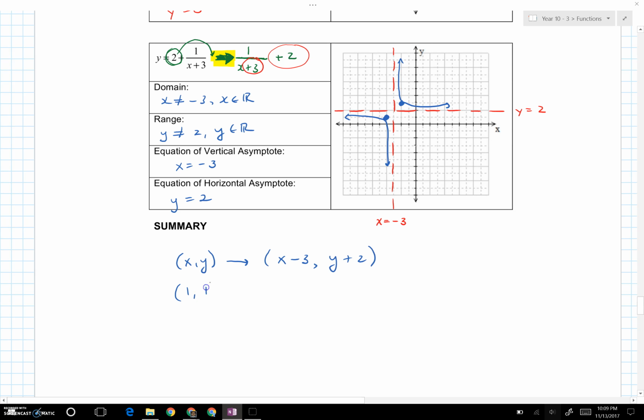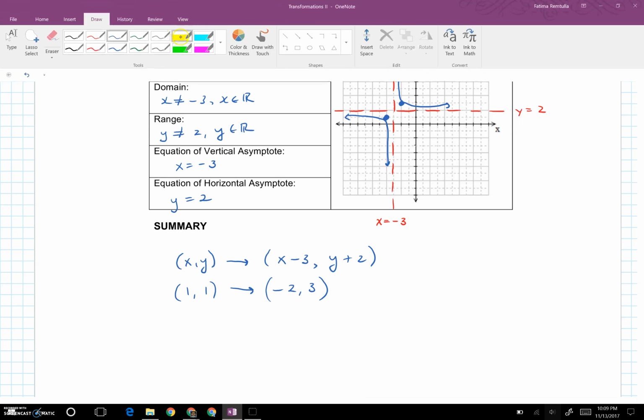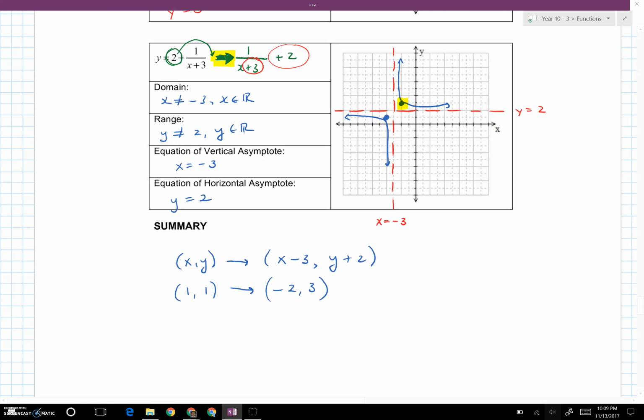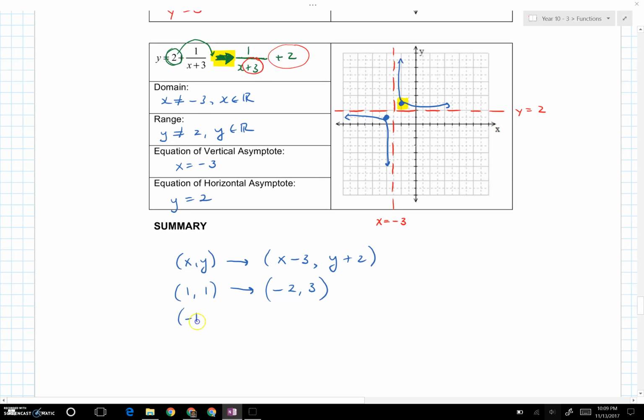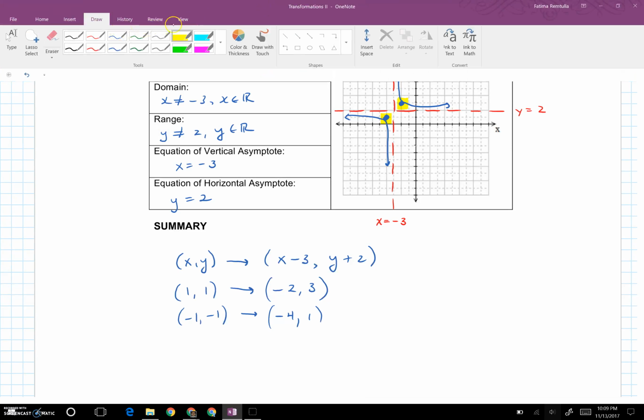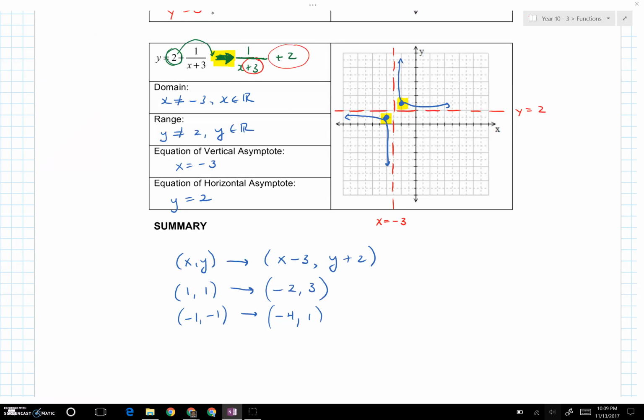If I try my key point of (1, 1), and I move that key point, it now goes to (-2, 3). Well, that's true, because that's right here. And if I try another key point, like (-1, -1), that becomes (-4, 1). And that's this lovely key point right here. So, if this is the case, have you noticed at this point in time that all the transformations are the same, regardless of the parent function? If not, we've got one more to do.